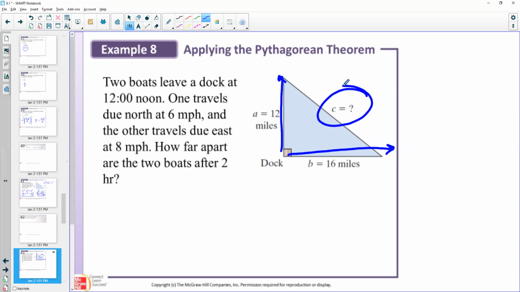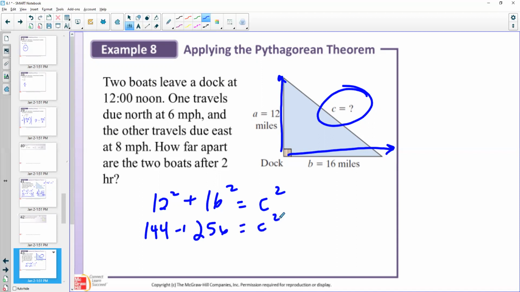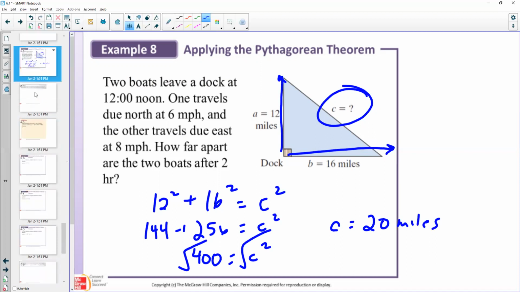Well, Pythagorean theorem again, right? 12 squared plus 16 squared equals c squared. 144 plus 256 equals c squared. 144 and 256 are 400. Square root of both sides. And it only makes sense to use a positive 20 here because I don't count miles. I don't say, well, it's negative 20 miles from here. You guys would think I was crazy. Probably think I'm crazy already, but I'm okay with that.